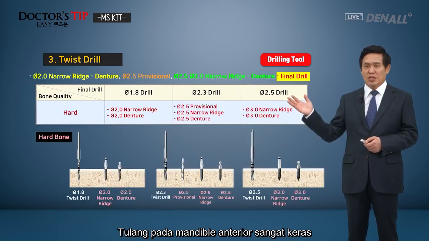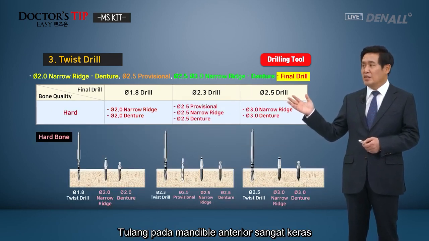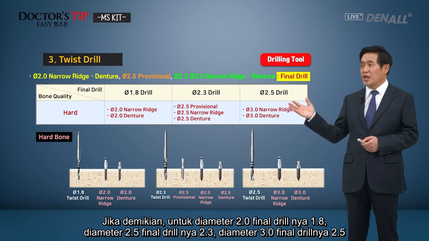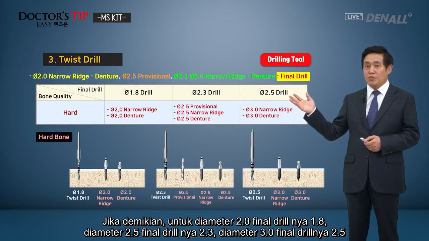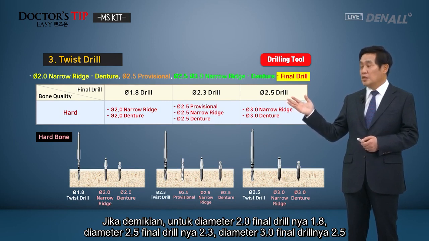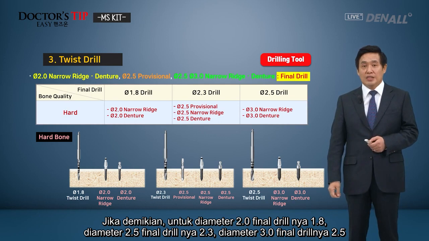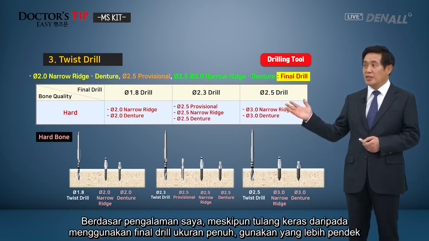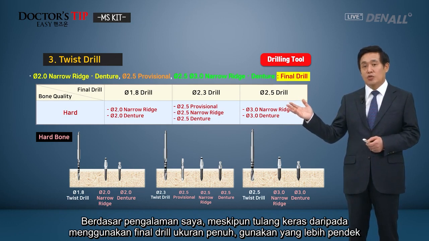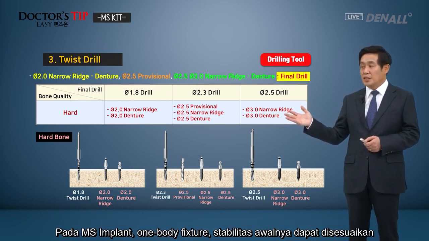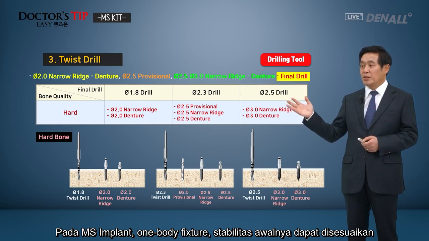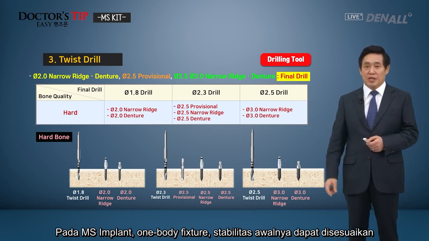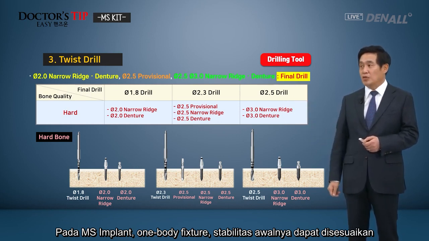And in the mandible anterior, it's very hard bone. So in such cases, for 2.0, maybe final drilling is 1.8, and for 2.5, maybe 2.3, or 3.0, 2.5 drill. My experience is that even if it's hard bone, rather than use the final drill in full length, use a shorter one. So in the MS implant, in the 1x fixture, initial stability can be adjusted by you.